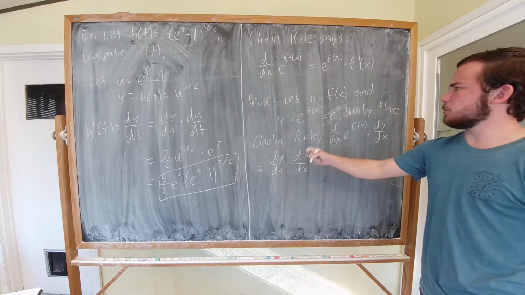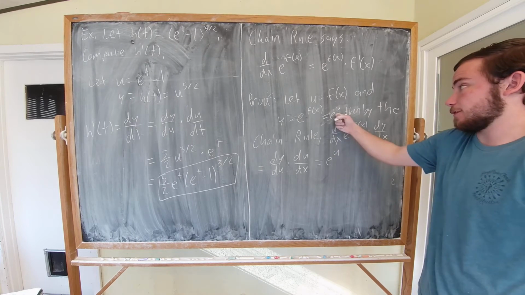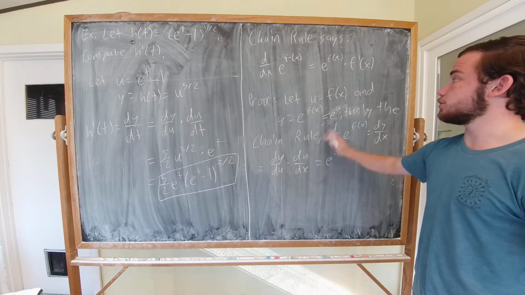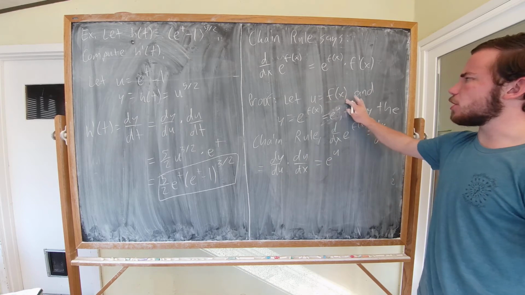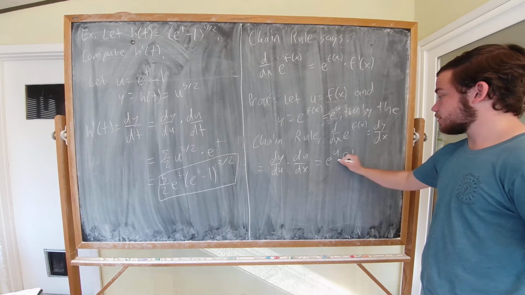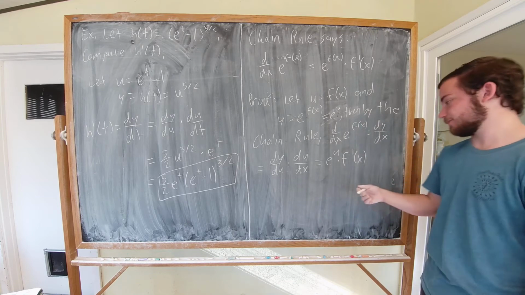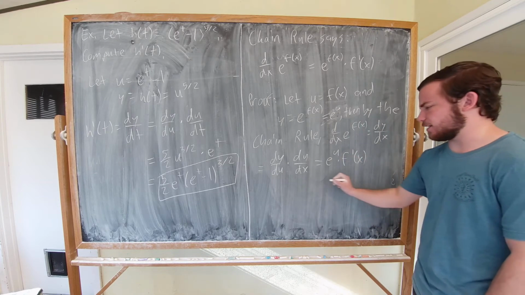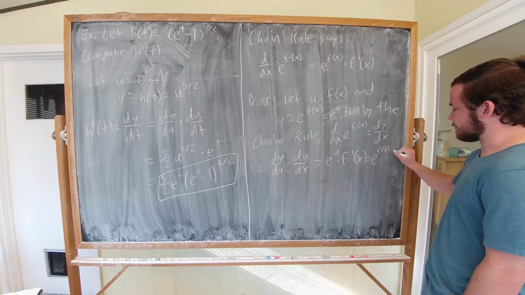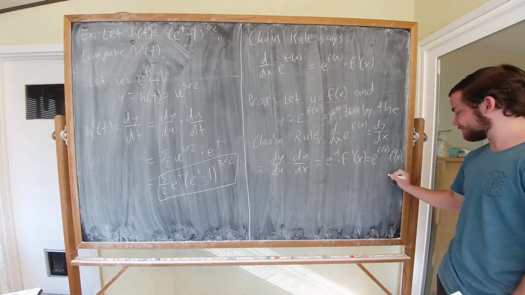So now, dy du is just e to the u. The derivative of e to the u with respect to u is e to the u. Then du dx, well, we don't know what the derivative of f of x is, so just write it as f prime of x. Who cares? And then substituting back in for u, that's e to the f of x times f prime of x. Exactly as we wanted.